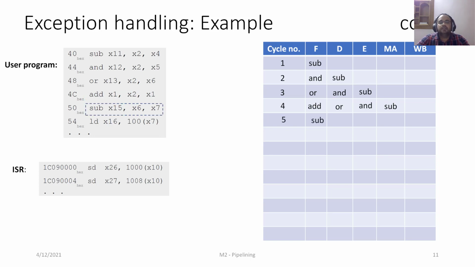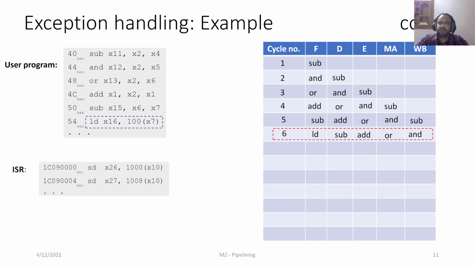And in the fifth cycle, we fetch the next sub instruction, add will be in the decode stage, or will be in the execute stage, and sub will be in the memory access stage, and the first sub instruction that has entered the pipeline would reach its write back stage. In the sixth cycle, we would fetch the load instruction, sub would be in decode stage, and add is in its execute stage, or is in memory access stage, and sub is in the write back stage. At this point, our assumption was when add is in execute stage, we would see an exception, right?